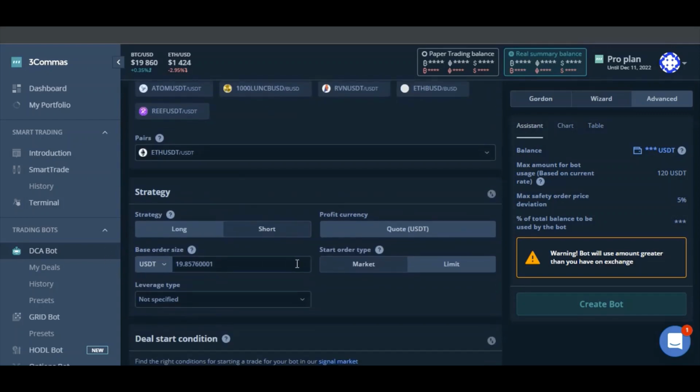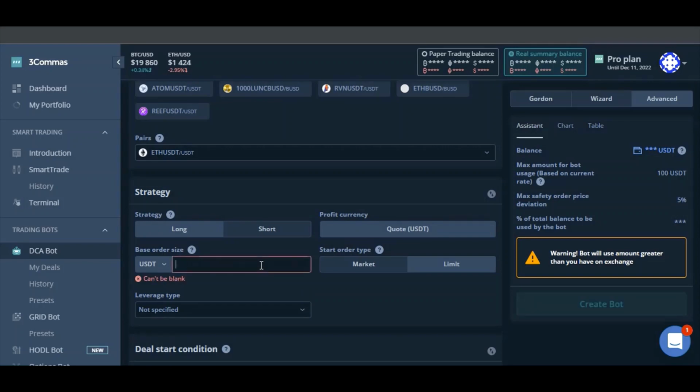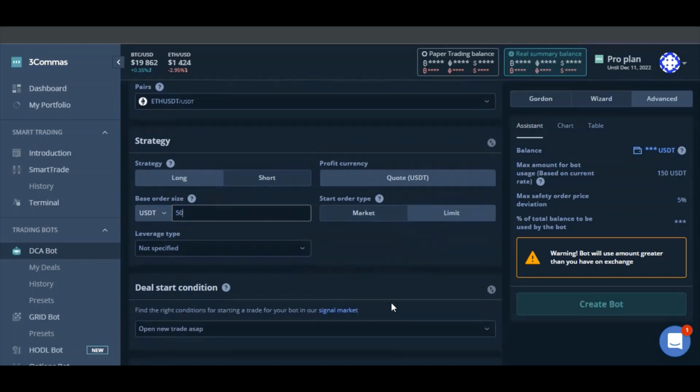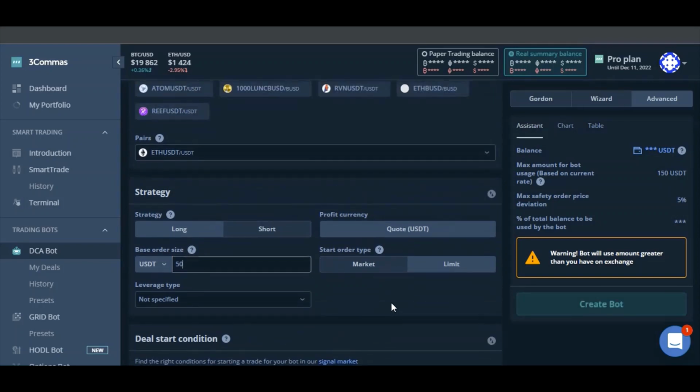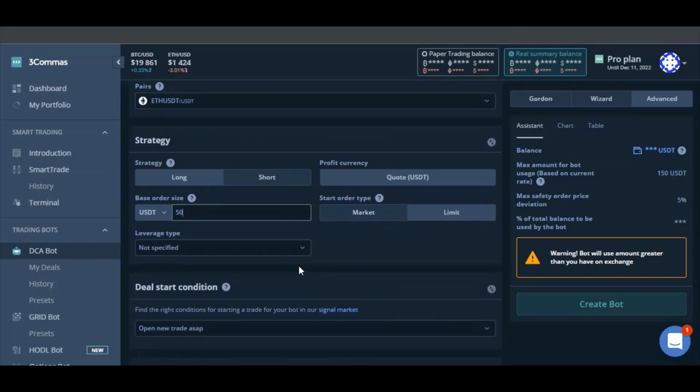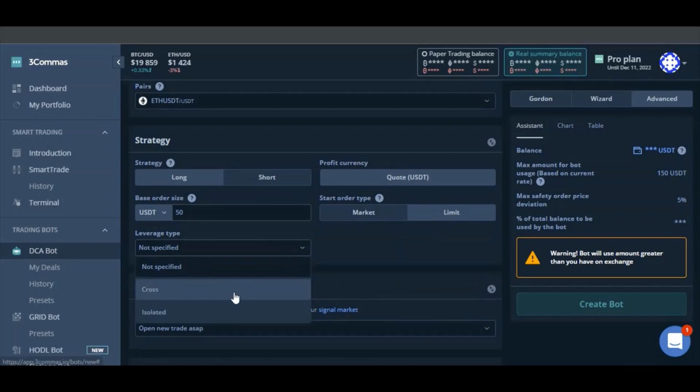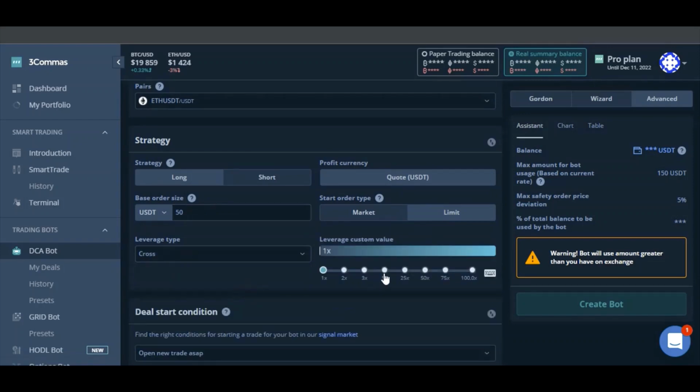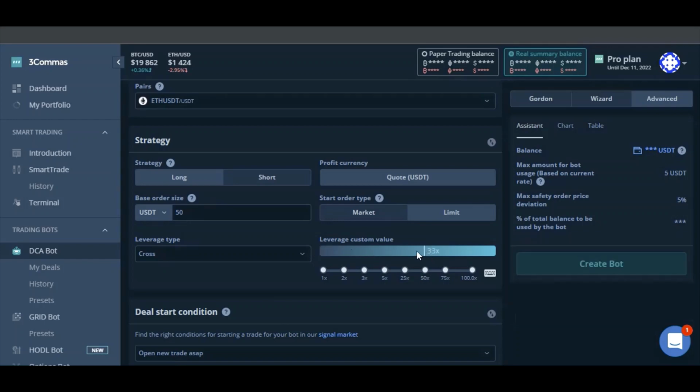And for the base order size, I'm putting here $50, right? So one may ask, if you are going to put the base order size at 50, how can you run the entire bot with $20? The thing here is that we are going to use leverage. We are going to use cross leverage, and I'm going to use 20x, right? 20x leverage I'm going to use.